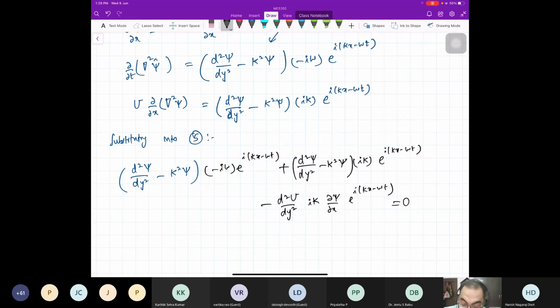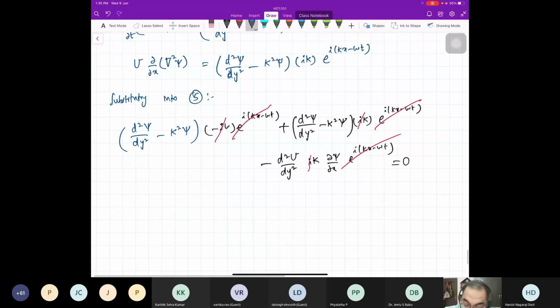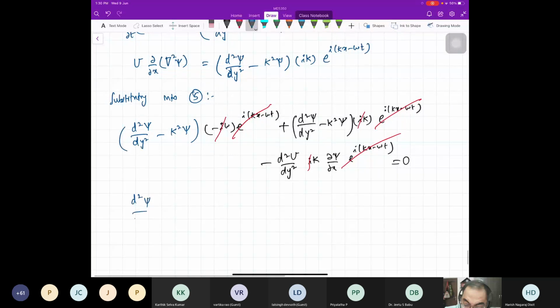Now if I cancel out all the exponential terms, they can be cancelled out because they will never go to 0. I can also get rid of i in all the terms. If I do this, then I'll get a simple expression: d square psi by dy square minus k square of psi.